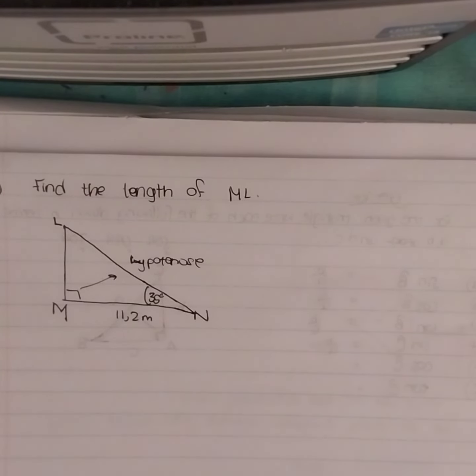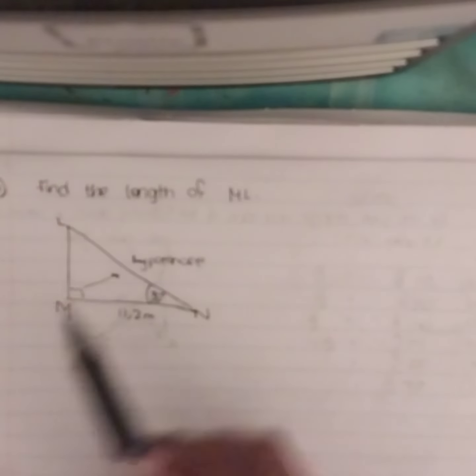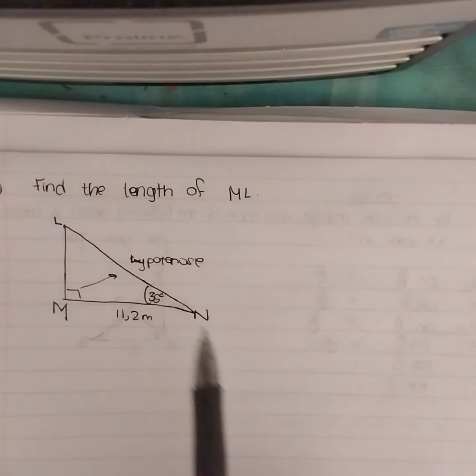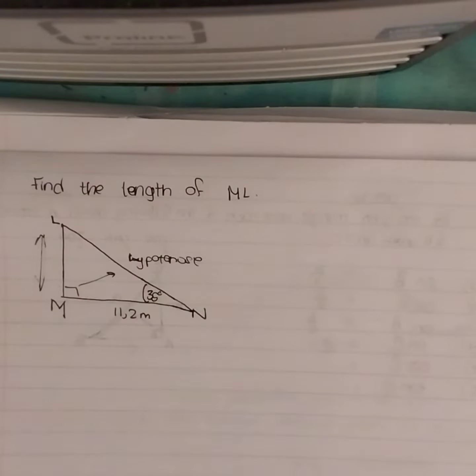So in my previous video, we did trigonometric functions and the exercises. Now we're going to do this other exercise. It might look hard at first, but trust me, it's super duper easy and I'm going to show you how. So now this is your hypotenuse, which is opposite your right angle. Now it says here, find the length of ML. Where's your ML? This over here, okay? This is your ML.